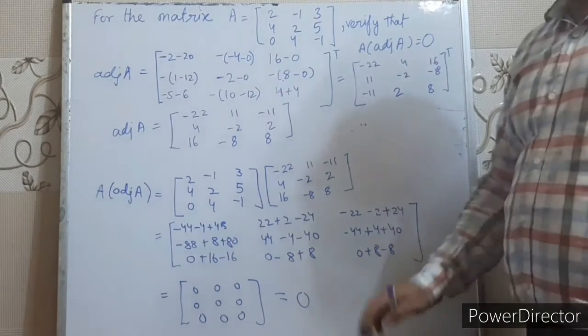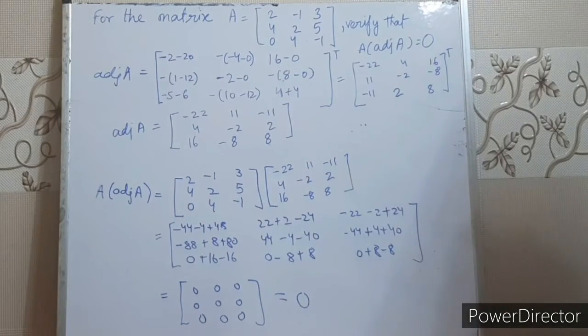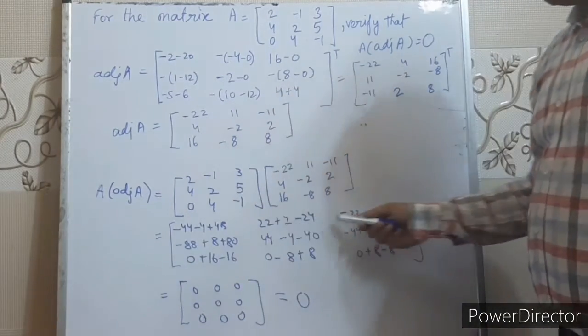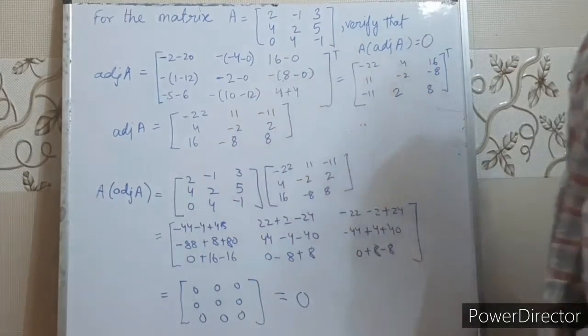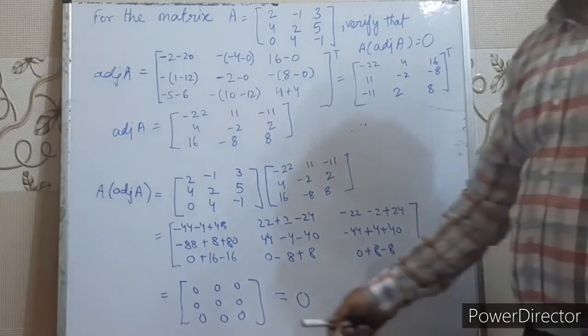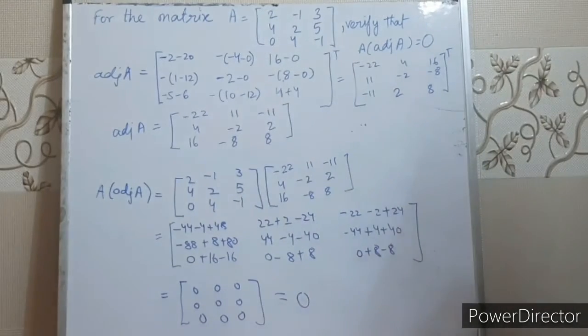Same as you can calculate the remaining elements by multiplying rows and columns. And when you add these elements, what will we get? All the terms as 0. So when in a matrix all the terms are 0, that means that matrix will be a null matrix. Right, children? Please note down.